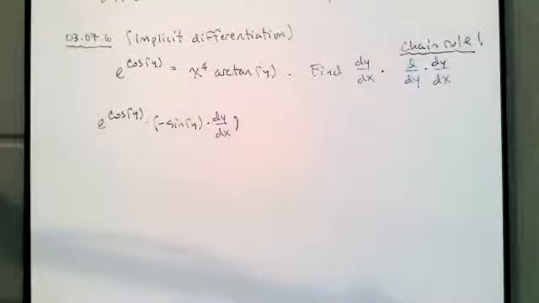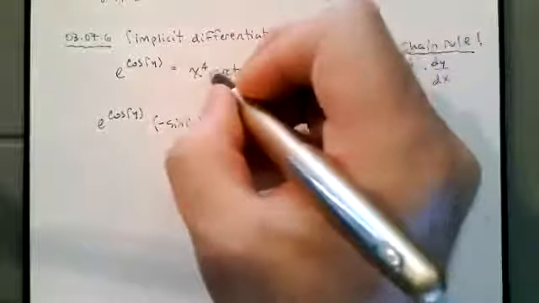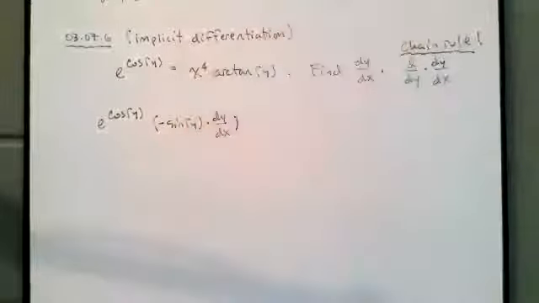Next up, on the other side, I've got x to the 4th times the arctangent of y. So I have two functions being multiplied together. I would take the x, plug it into x to the 4th, hold that while I take y, plug it into arctangent, then multiply the two results. So this says we're going to need a product rule.